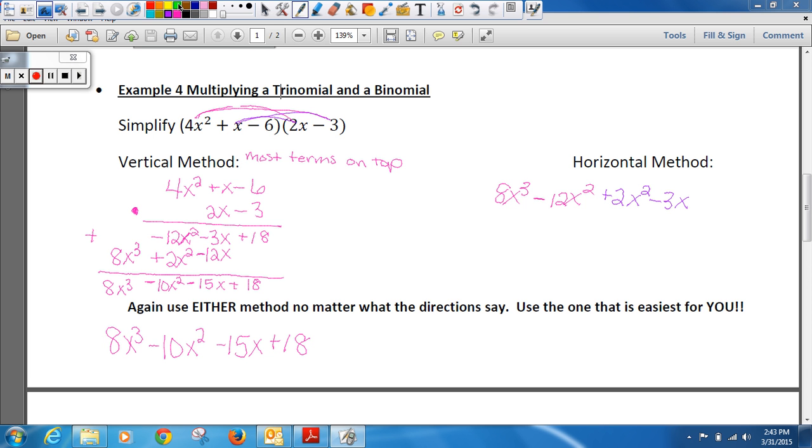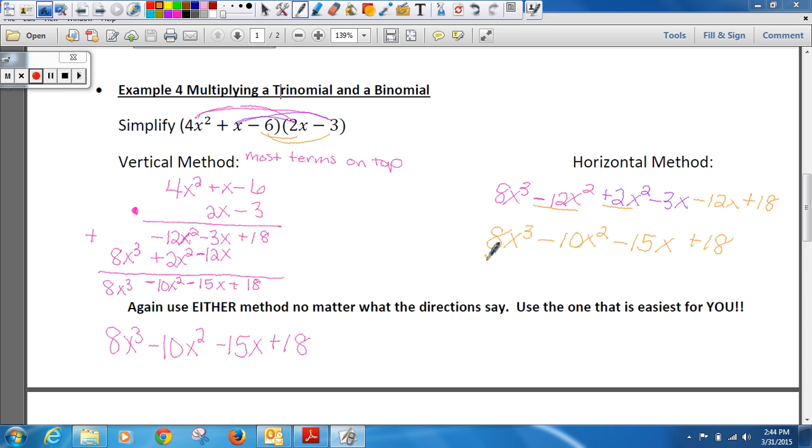And now we're going to take the third term through. Negative 6 times 2x is negative 12x. Negative 6 times negative 3 is positive 18. And now we combine like terms. So this is the only one with the cube, so it stays 8x cubed. We have negative 12x squared, positive 2x squared. That gives us negative 10x squared when you combine them. Then we have a negative 3x and a negative 12x, which gives me negative 15x. And 18 is the only constant.